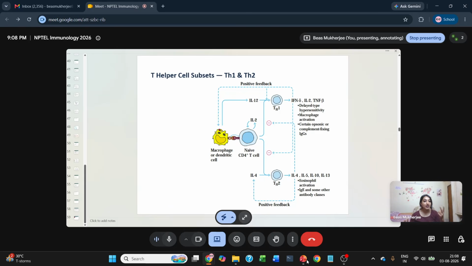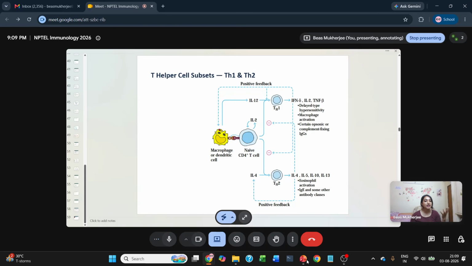The second one is TH2 cells, which are formed when there is a lot of IL-4 in the environment, and it itself also produces IL-4 and IL-5, and it causes eosinophil activation.